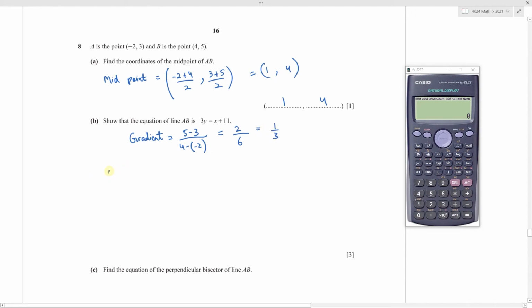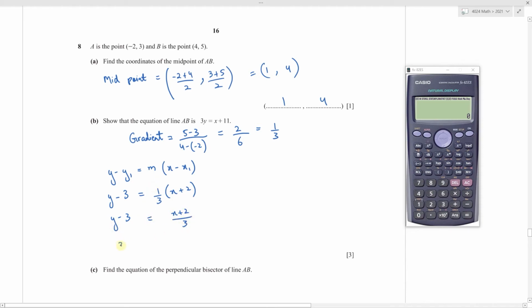So your equation will be y minus y1 equals gradient m times x minus x1. We can take any of the points. So let's take this. Y minus y1: y minus 3 equals m times x minus x1. This minus and this minus will become plus, so x plus 2. Let's substitute the gradient here as well. 1 over 3 will be x plus 2 over 3.